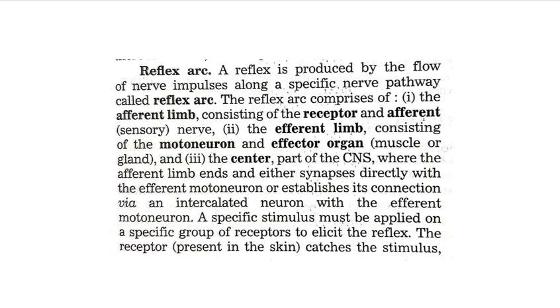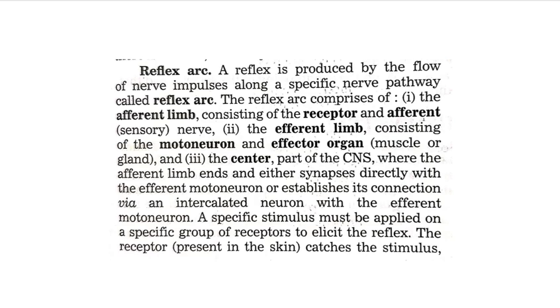Second will be the efferent limb, consisting of the motor neuron and effector organ. The effector organ will always be a muscle or gland, and the center will be part of the central nervous system where the afferent limb ends, and either synapses directly with the efferent motor neuron or establishes its connection via an intercalated neuron with the efferent motor neuron.